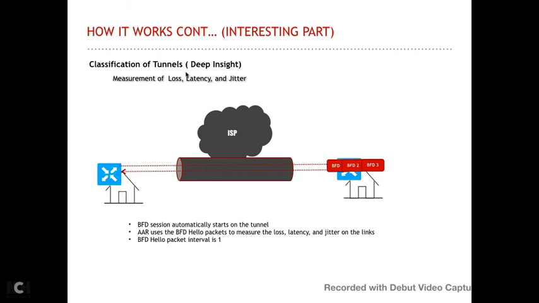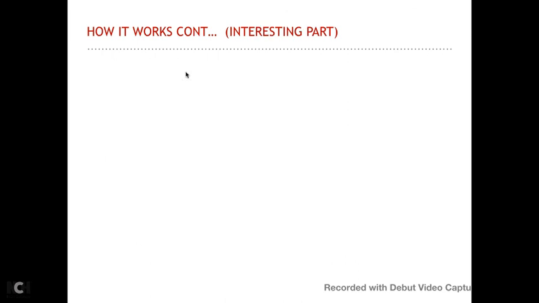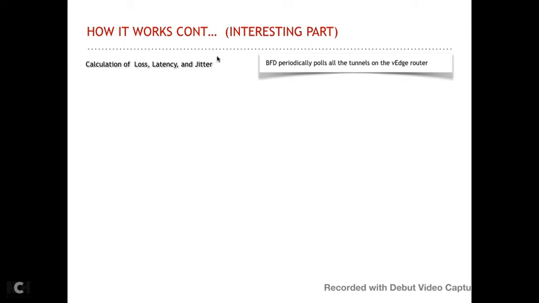We have done the measurement now. You have collected the measurement of the health of your transport, how healthy your transport link is, with the help of BFD packets flowing between your devices every 1 second. Next comes the calculation, on what basis the health is poor, better, or the best. You decide the calculation of loss and latency. BFD normally polls the WAN edge router periodically.